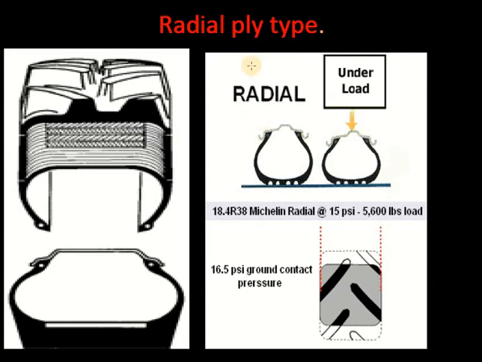Compared with the radial ply, mostly the plies are parallel to the inner lining, and under load it can contain the load at 16.5 psi ground contact pressure, and most of the tire is flat in contact with the road. Cross plies are taken somewhat angular, so they particularly have minimum contact with the road.